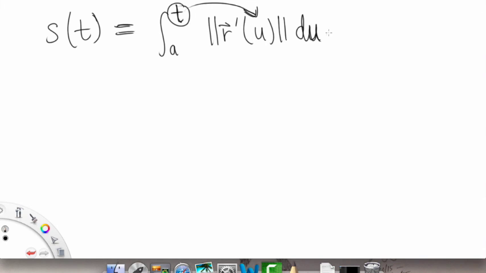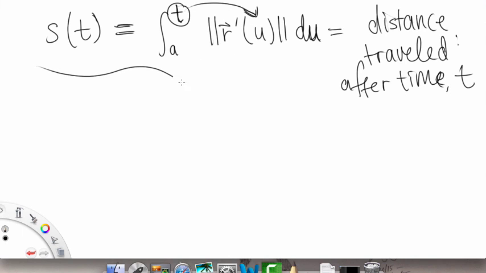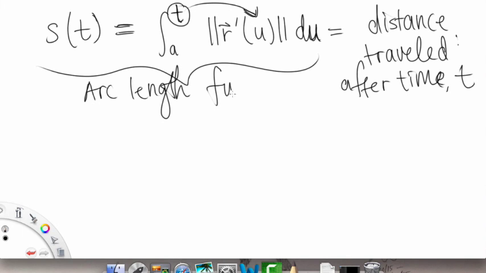Okay, so now this becomes the distance traveled, or the distance on the path traversed, right? So distance traveled after time t. So that's what that signifies. And again, in this form, it's called an arc length function, because now we have our s depending on t. Arc length function. Okay, so now that we went over arc length, I'll segue into talking about speed.